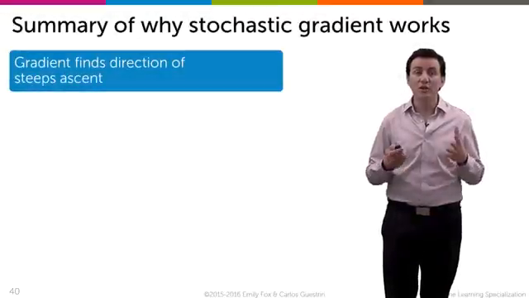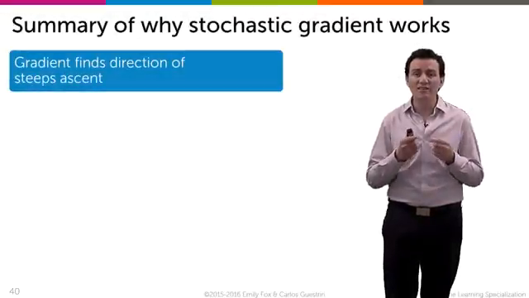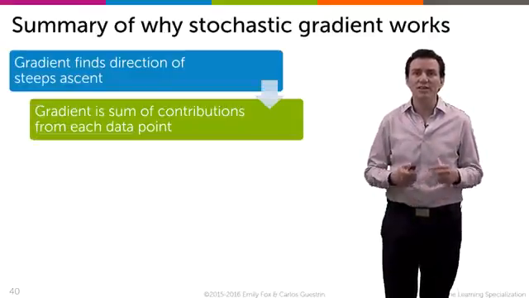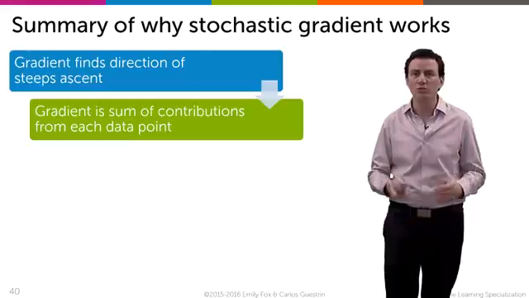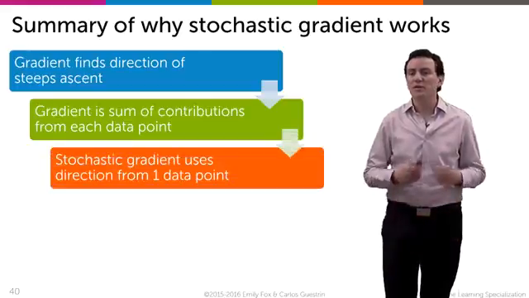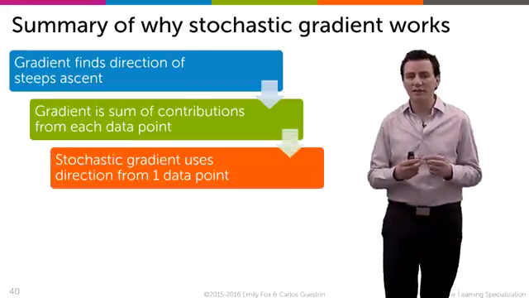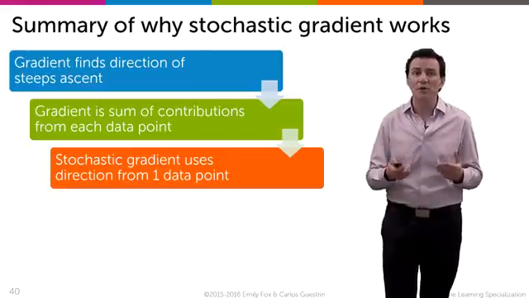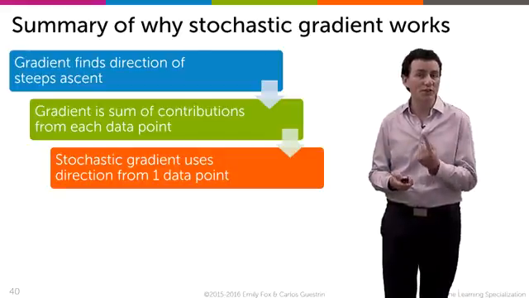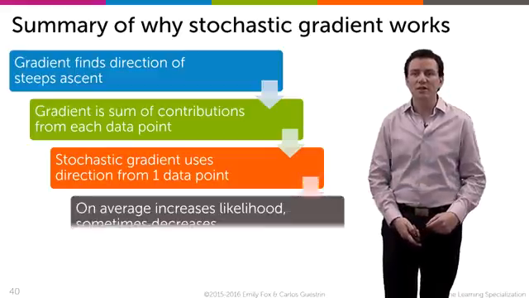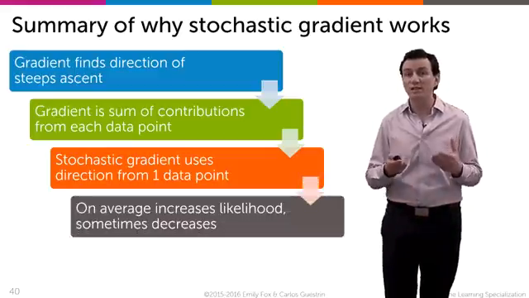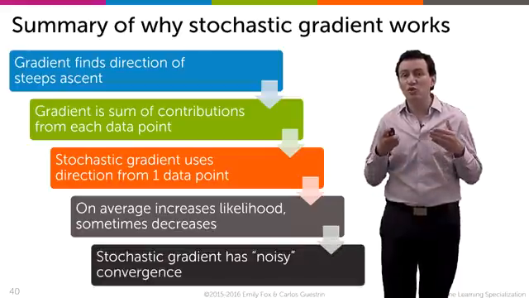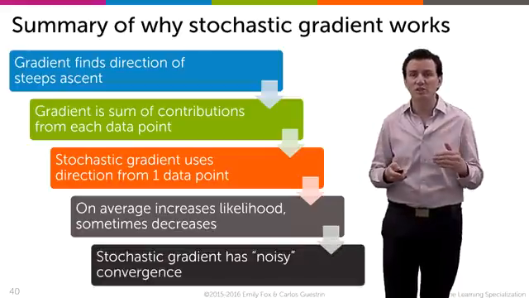Let's summarize. Gradient ascent looks for the direction of greatest improvement, the steepest ascent direction, and does that by summing over all possible data points. Stochastic gradient, on the other hand, tries to find some direction which usually makes progress. So, for example, by picking one data point to estimate the gradient. And on average, it makes a ton of progress. And because of that, it tends to converge much faster, but it's noisier at the optimum.